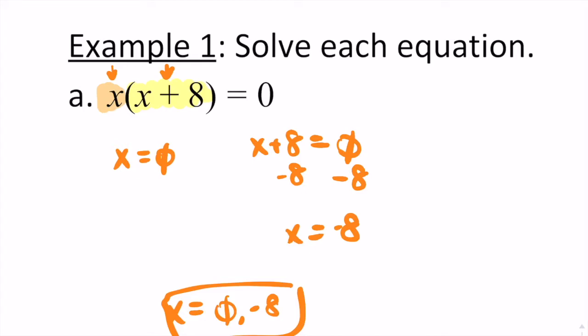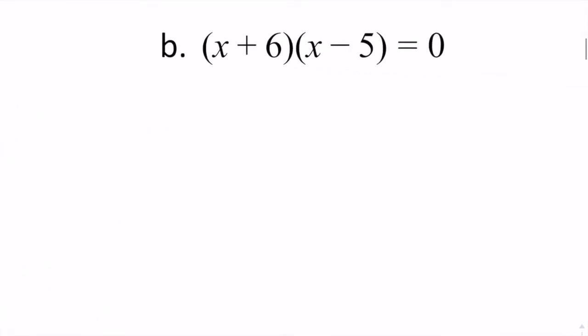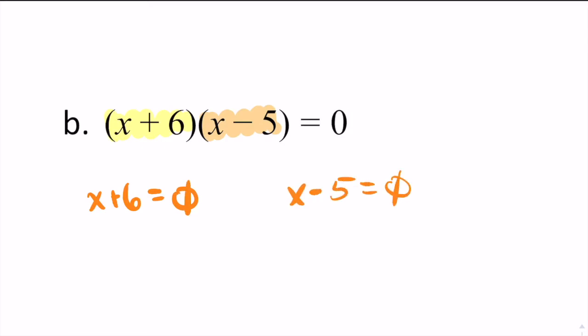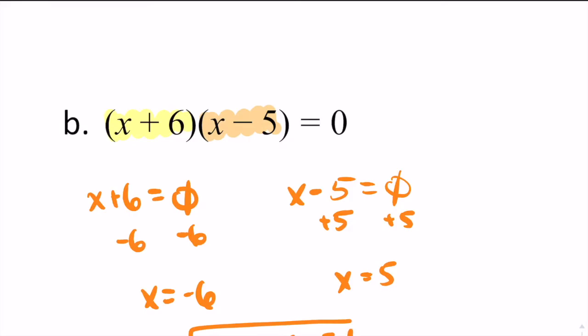Okay, so for example, the next one we'll do is I have x plus 5 times x plus 6 times x minus 5 is equal to 0. I'll highlight these so you see I have separate binomials here, and I set each of them equal to 0. So this first one is going to be x plus 6 equals 0. Second one is x minus 5 equals 0. Minus 6, I have x is equal to negative 6. Plus 5, I have x equals 5. So my solutions are x equals negative 6 and 5. Okay, so that's all you have to do, really.